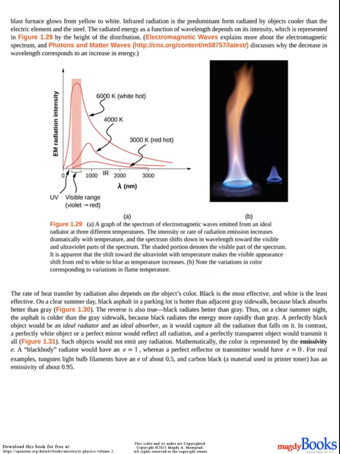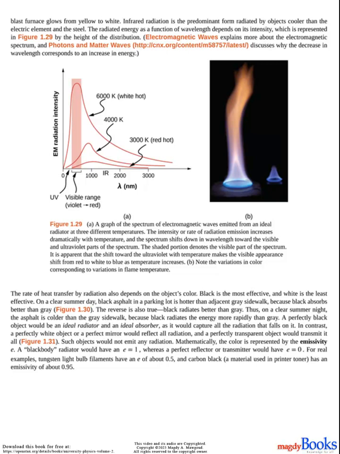A perfectly black object would be an ideal radiator and an ideal absorber, as it would capture all the radiation that falls on it. In contrast, a perfectly white object or a perfect mirror would reflect all radiation, and a perfectly transparent object would transmit it all, figure 1.31. Such objects would not emit any radiation.